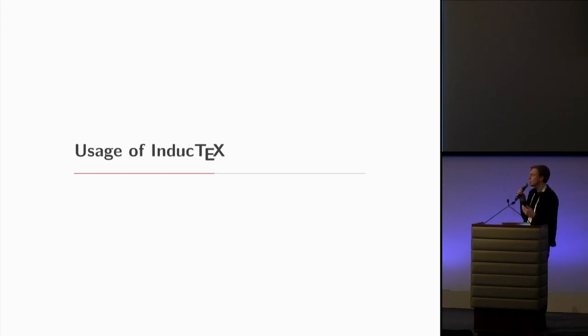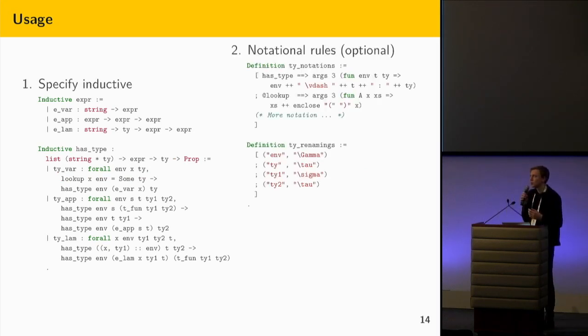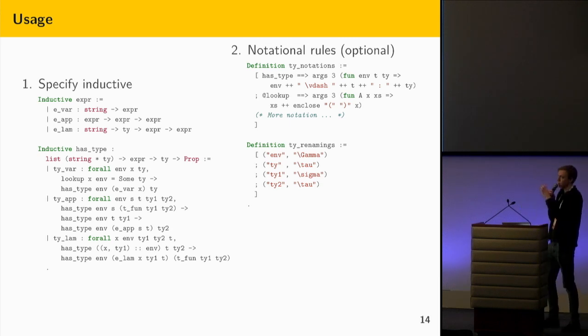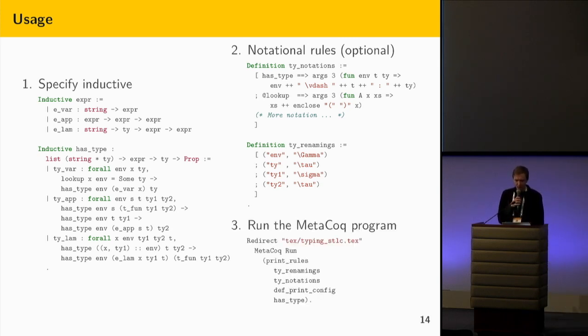Okay, so how do you use this little tool that I developed? Basically, first step, you specify your inductive relation. Second step, you provide some notational rules. I'm not sure if this is readable, but okay, I'll get back to the notational rules in a second. And then you run this little MetaCoq program, which then generates the LaTeX for you.